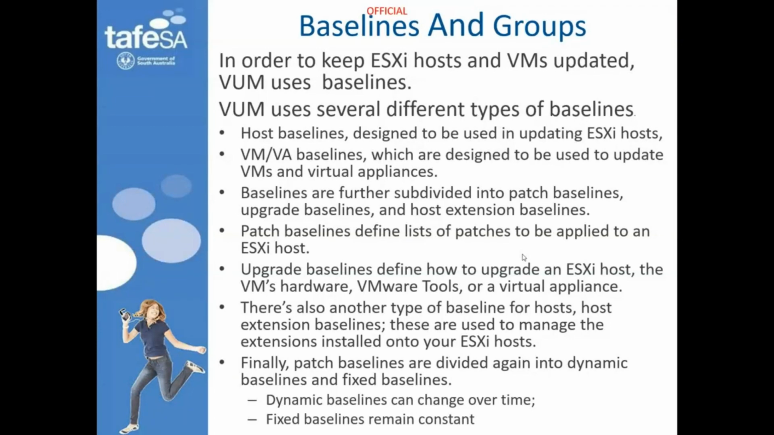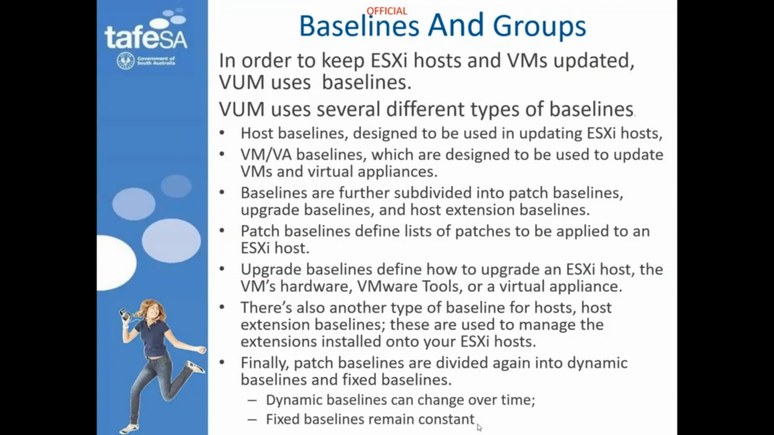We can say we don't want to follow the very latest. We just want to make sure that it has these critical ones. Or we can actually just use what's built in there, and basically they always check for the latest and apply the latest security, latest critical, and so forth. Upgrade baselines define how to upgrade an ESXi host, the virtual machine's virtual hardware, VMware Tools, or the virtual appliance.